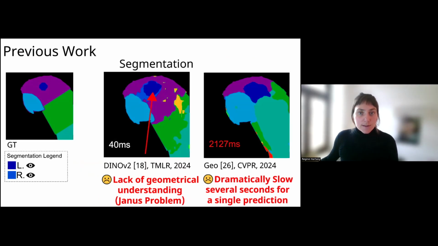When we look at the segmentation results here, for example on the left, we can see the ground truth segmentation of an unseen sample. And on the right, we see the segmentation results from a linear classifier from DynaV2 and previous work. While DynaV2 is not able to separate left from right eyes, we can see that the competitor correctly distinguishes the eyes, but it requires significantly more computational resources, roughly 2 seconds, as well as a lot of memory.